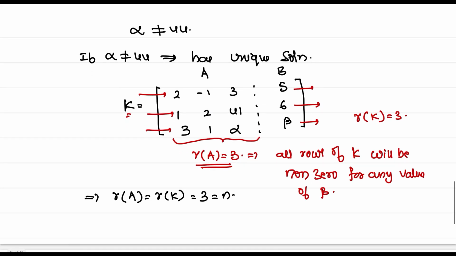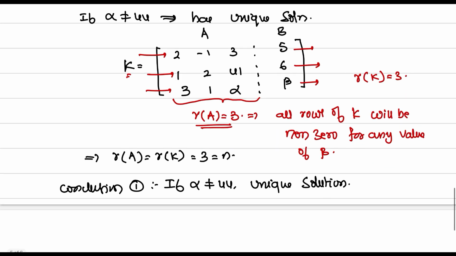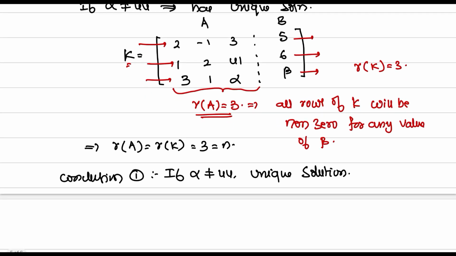This shows the final conclusion. Conclusion 1: if alpha is not equal to 44, the system has unique solution. This is one conclusion we have got. Now, case 2: no solution.